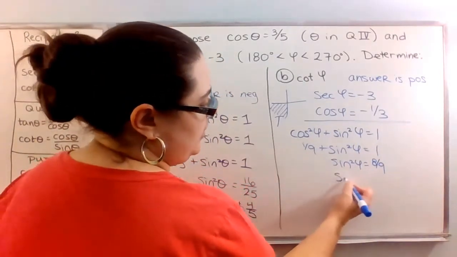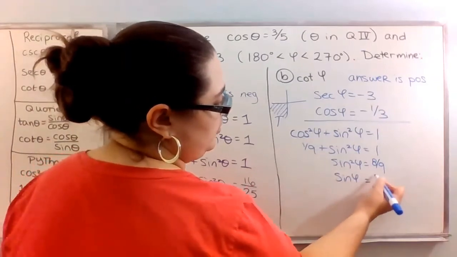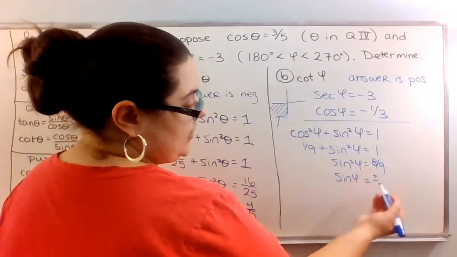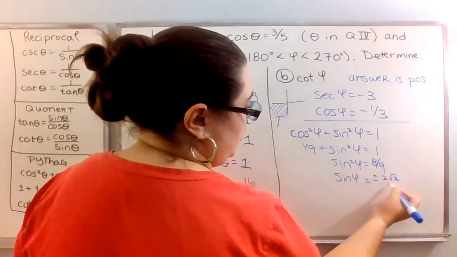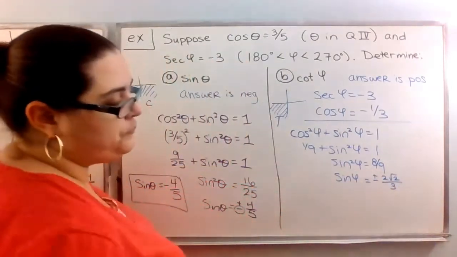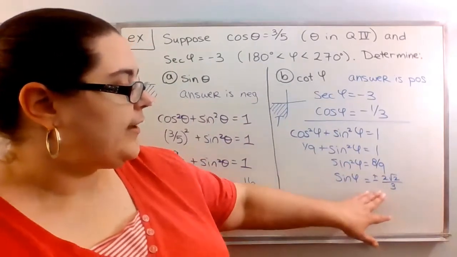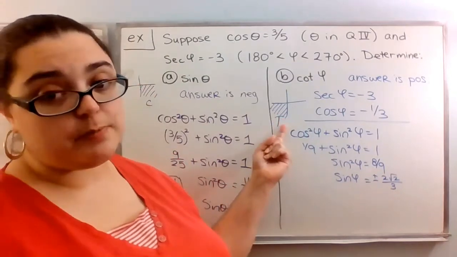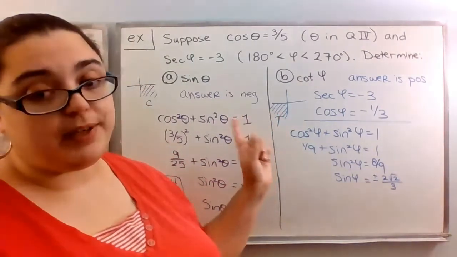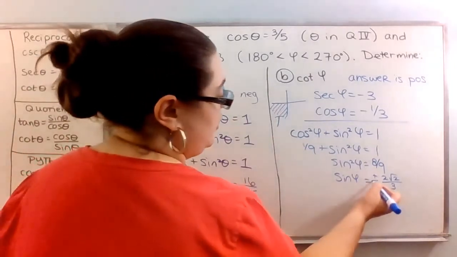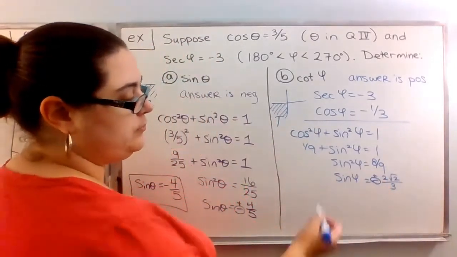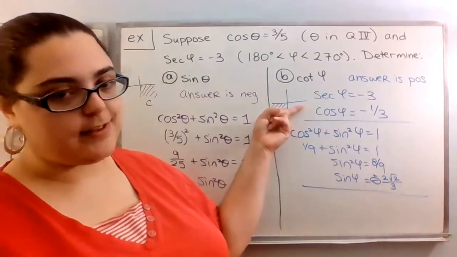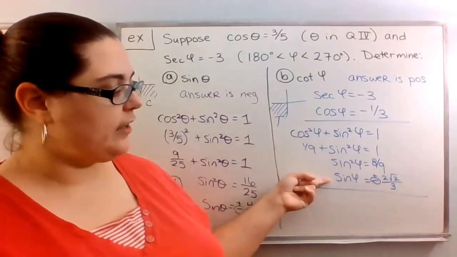So then sine of phi is going to be plus or minus. The square root of 8 is going to be 2√2. And the square root of 9 is 3. Now, because I'm living in the third quadrant, that's where tangent is positive, sine is going to be negative. So I want the negative 2√2/3.